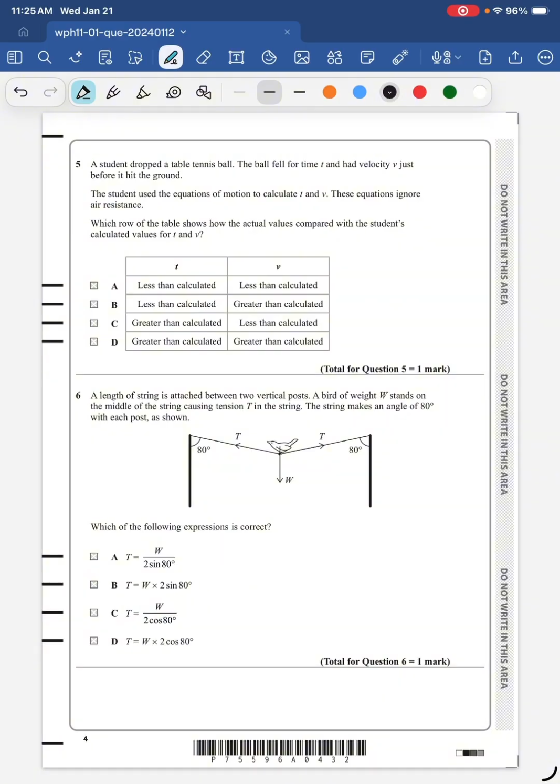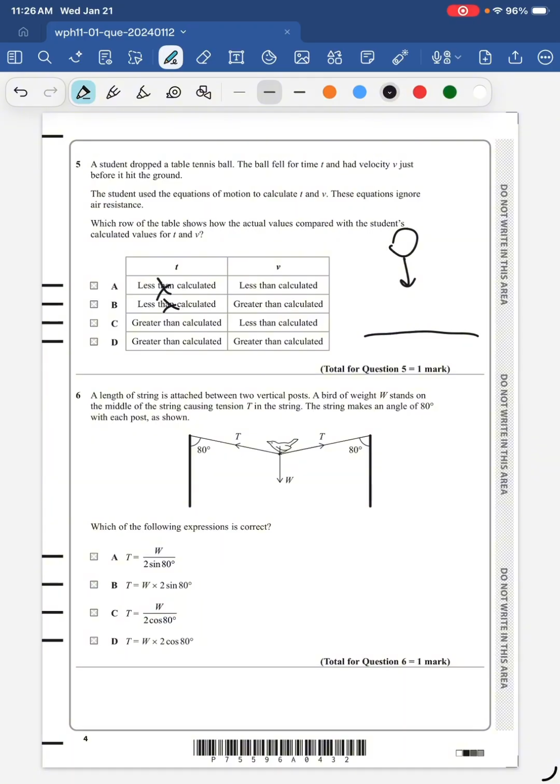The table shows how the actual values compared with the student's calculated values for t and v. Because there is air resistance, you can picture a ball falling down. The student ignored air resistance. For those of you who played table tennis, you know that the ball is really light. So if you drop it from a height and you use the SUVAT equations, ignoring air resistance, your calculated time is going to be less than the actual time.